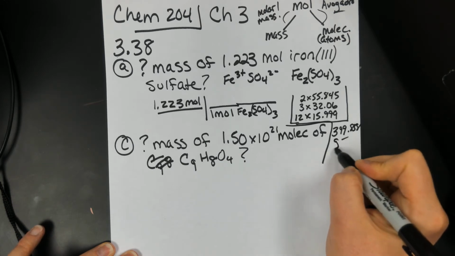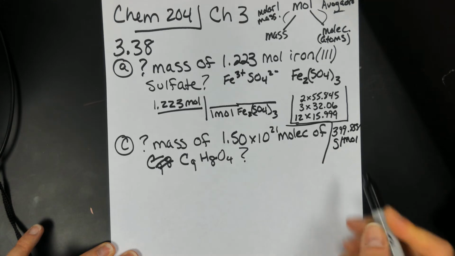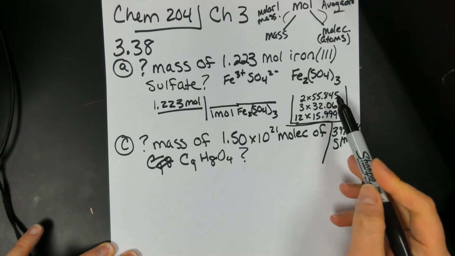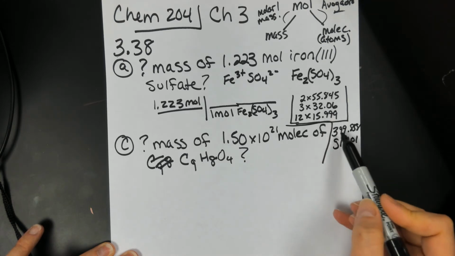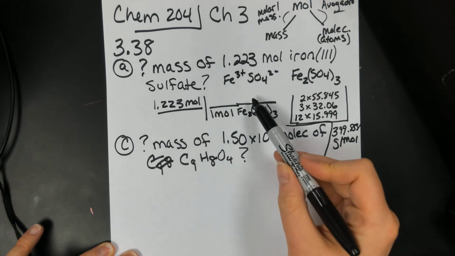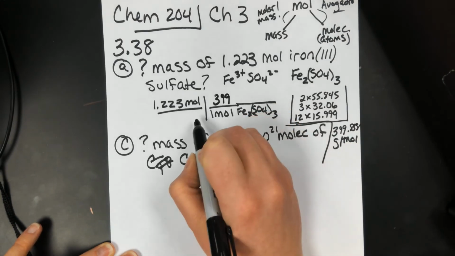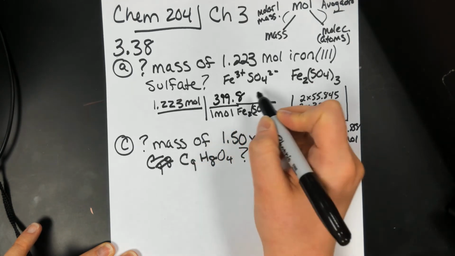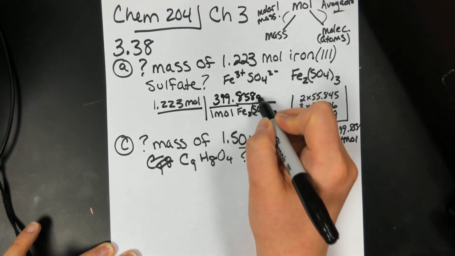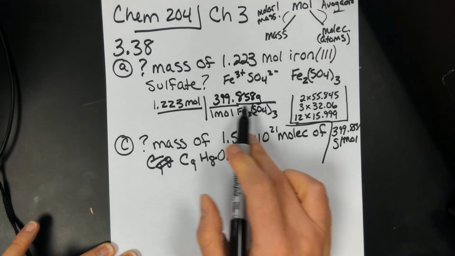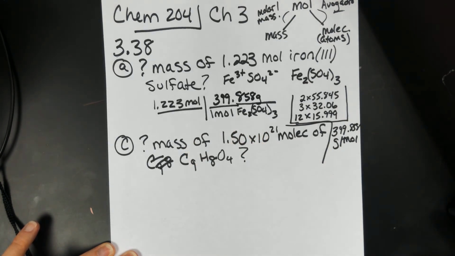And what are the units here? It's grams per mole, right? Each of these is gram per mole, gram per mole, gram per mole. And so this is grams per mole. So I'm just going to write it out here: 399.858 grams for every 1 mole. So then I just multiply these two together. 1.